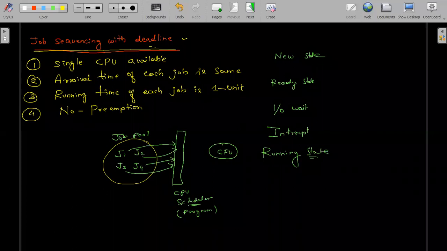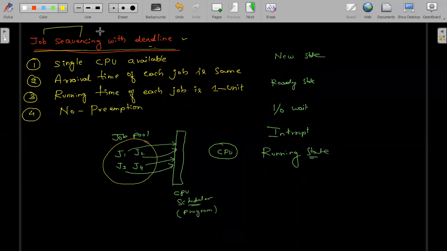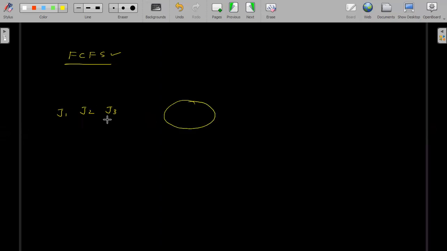For every job you will find a sequence. Again, for every job you will find a deadline also, something like 1 unit, 2 units, all those things. For that I will give you a small example. Take FCFS. Suppose jobs are there, J1, J2, J3. In the FCFS algorithm, whoever comes first will execute in the CPU. Yes or no?